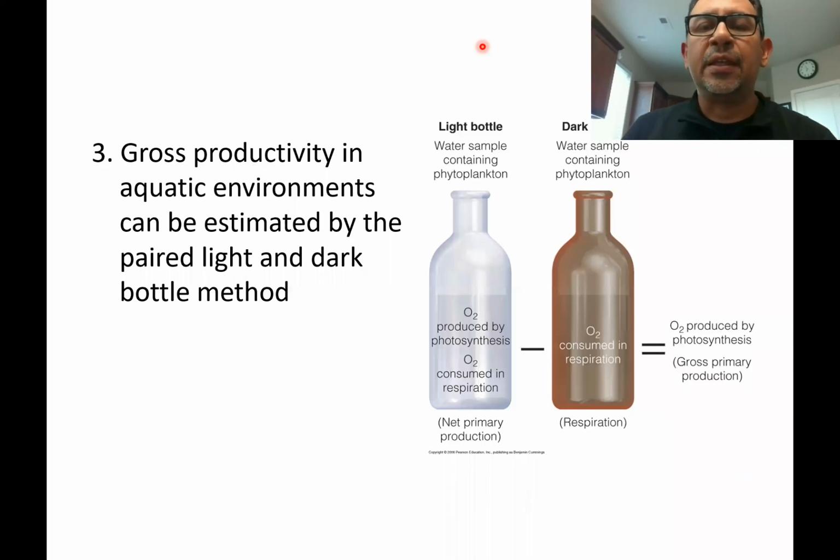Okay, I'm back. So I was talking about this light bottle and dark bottle experiment to calculate gross and net productivity in aquatic ecosystems. What you do is you take a bottle and you put some phytoplankton, that is going to be photosynthetic plankton, and you put them in this bottle and you measure the amount of oxygen they are producing by the process of photosynthesis, and you're going to be also taking into account the oxygen that will be used during the process of respiration, as these organisms are presumed to be functioning during the daytime when light is shining.